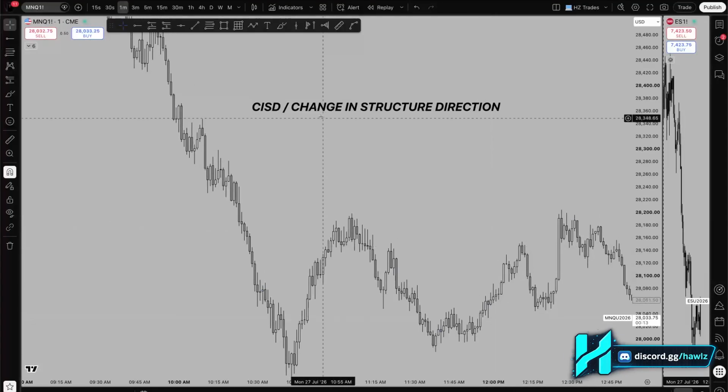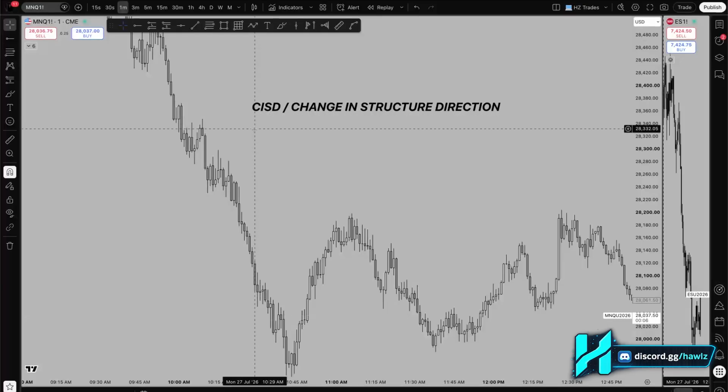So this video is about change in structure direction. This is otherwise known as a CISD, and this is one of the entry triggers that I use to take entries off of my levels.